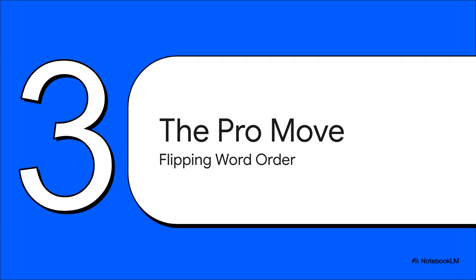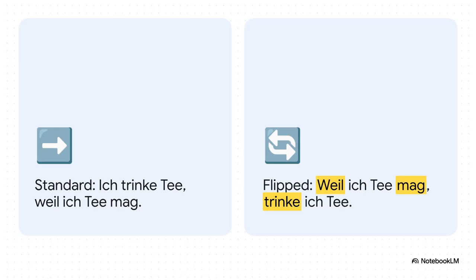Okay, you know the two gangs, you know their rules. Now, if you want to add some real flair to your German, let's learn a pro-level move. We're going to flip the whole sentence around. So you don't always have to start with the main idea. You can start with the verb kicker part to emphasize it.